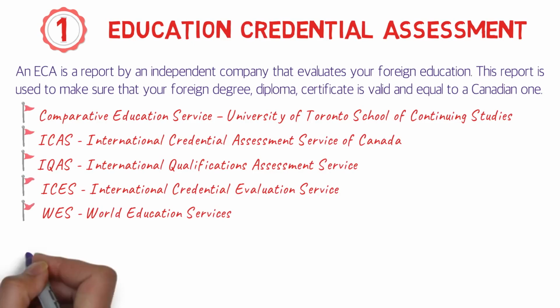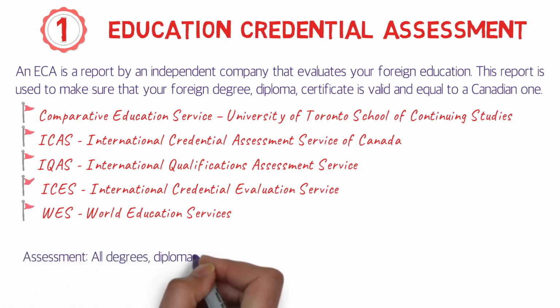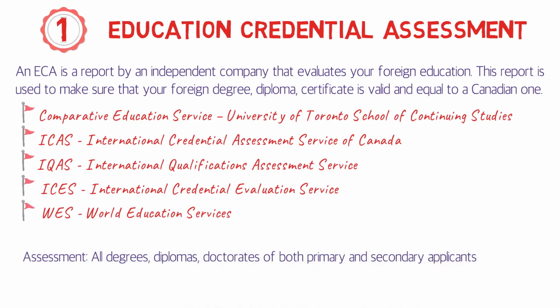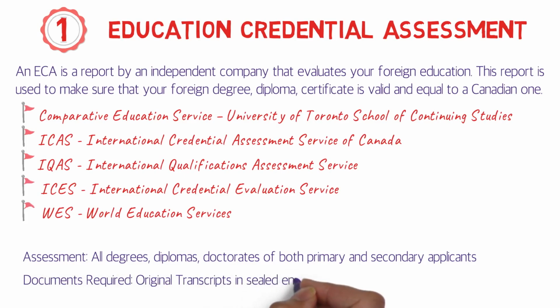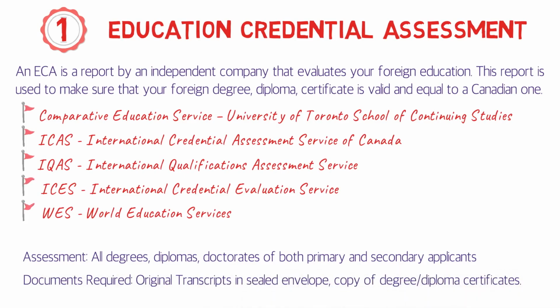Okay, now the assessment is done for all the degrees, diplomas, doctorates of both primary and secondary applicants. So if you're applying with your spouse, ECA needs to be done both for you and your spouse. There will be 2 different applications. Now the documents required would be original transcript in sealed envelope and the copy of degree, diploma, certificates. Mind it, 10th and 12th certificates and mark sheets are not at all required. So this is all that is required.